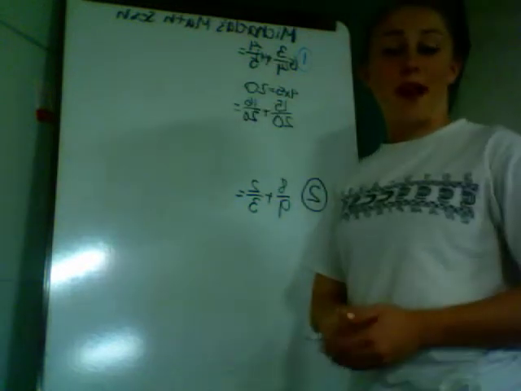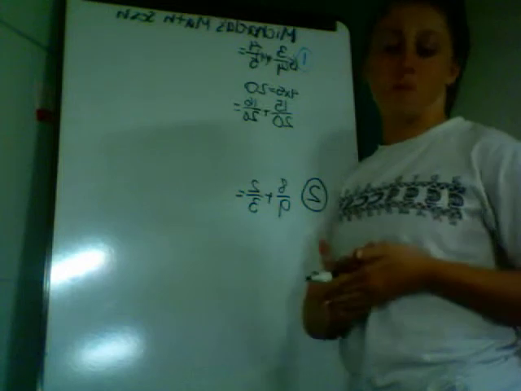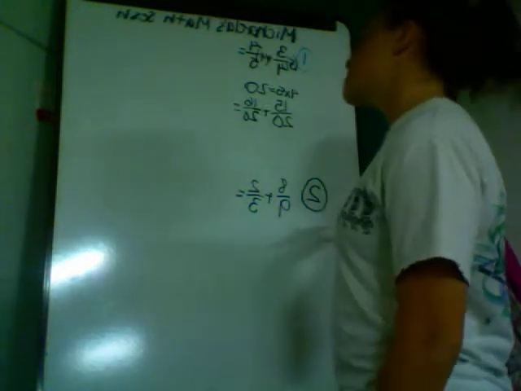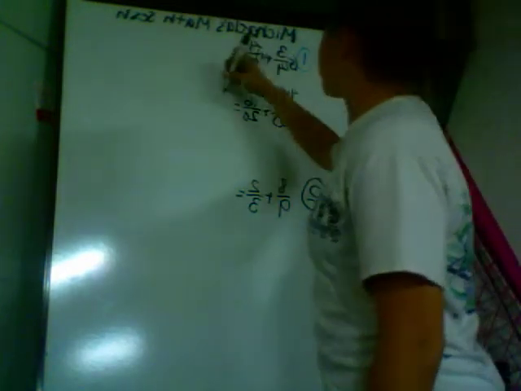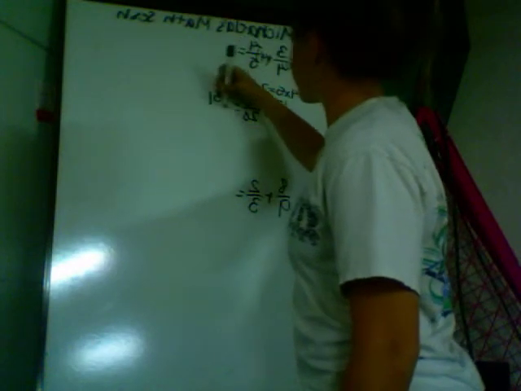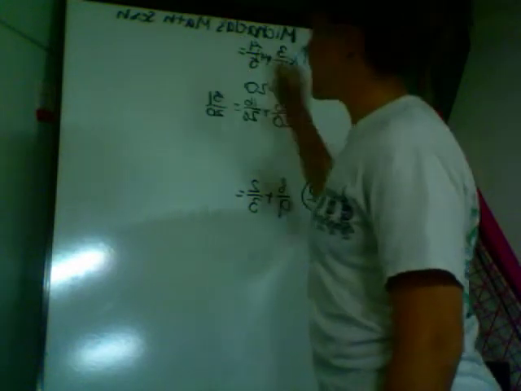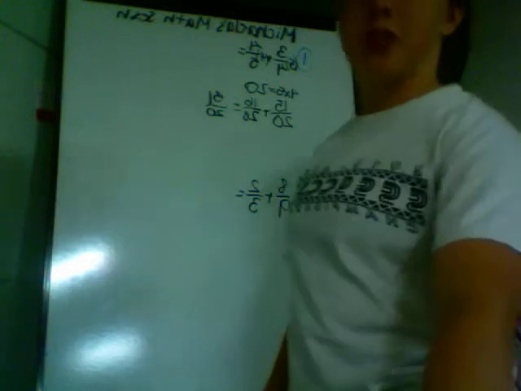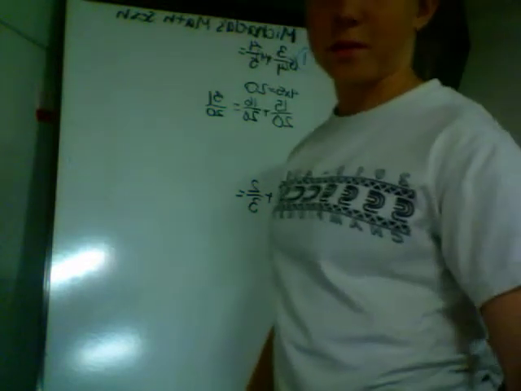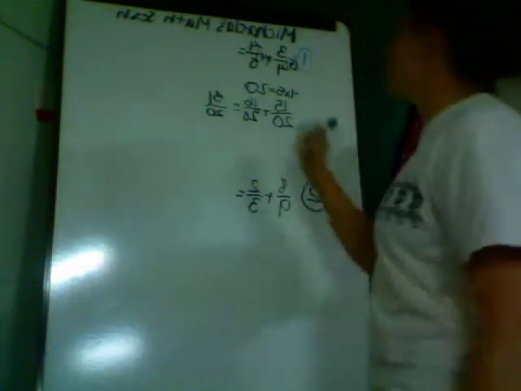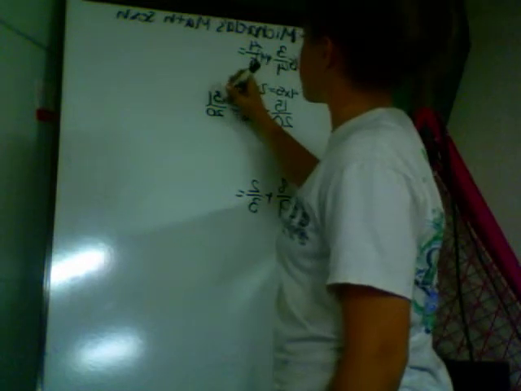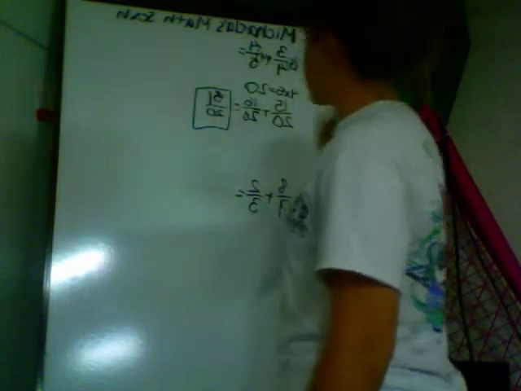Now you can add them without having any trouble. So this would come out to be 31 over 20. Now, when you're doing fractions, you want to find the simplest form of the fraction. This is already in its simplest form, so this is your answer.